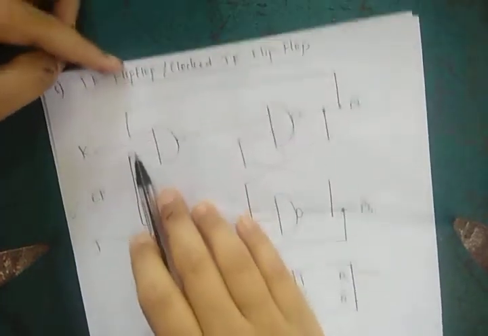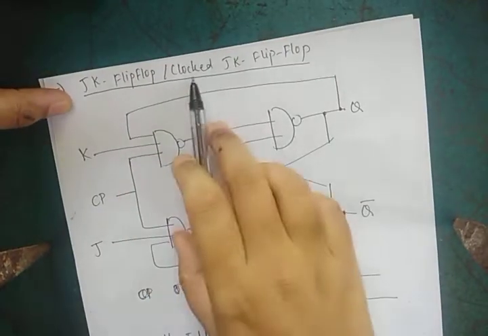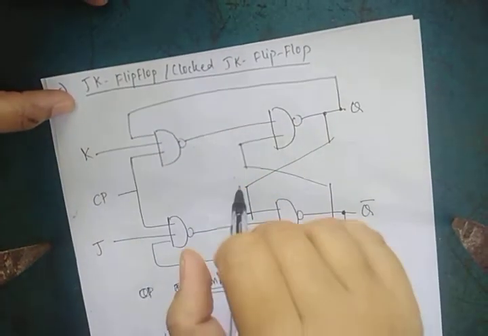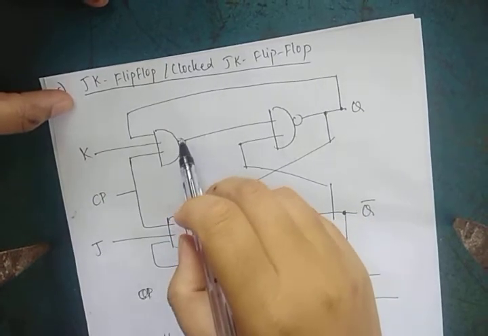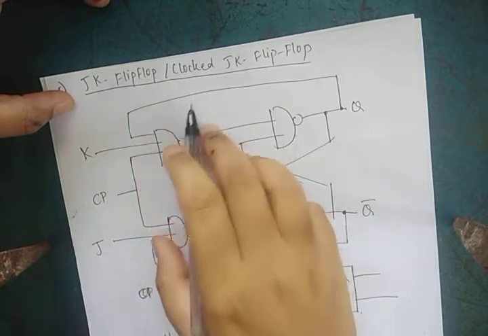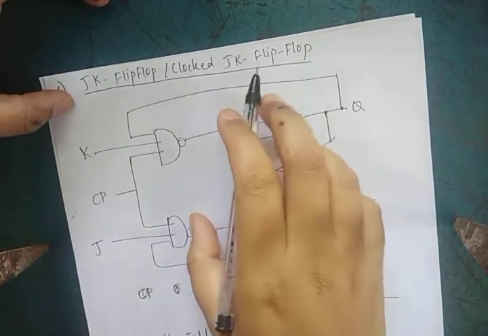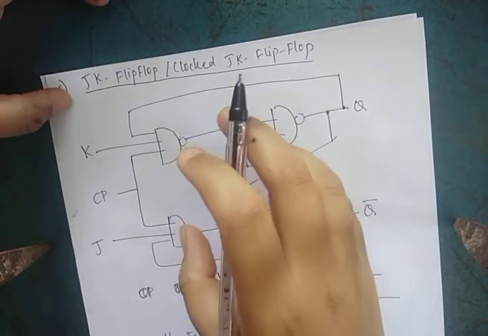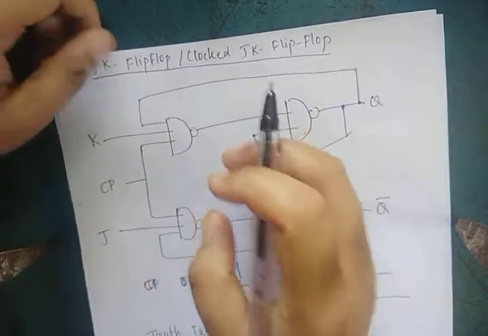JK flip-flop. JK flip-flops and clocked JK flip-flops, in both I have written here. Basically, JK flip-flop works when we give the clock pulse. So, I have written it as JK flip-flops and clocked JK flip-flops. I am going to repeat: these flip-flops work when we give the clock pulse.